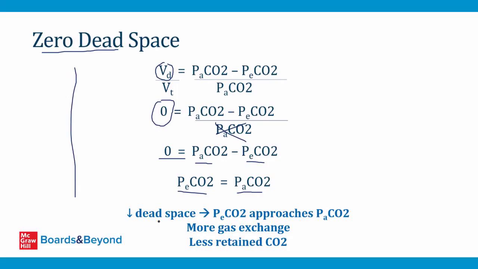It's so that you can appreciate that when we have decreased dead space and we approach zero dead space, our P expired CO2 approaches our PaCO2. There's more gas exchange and less retained CO2.